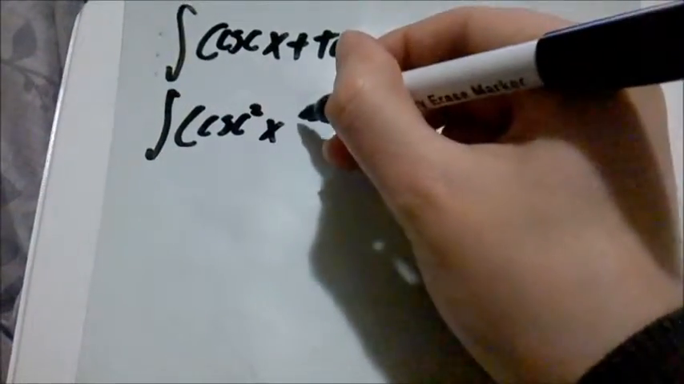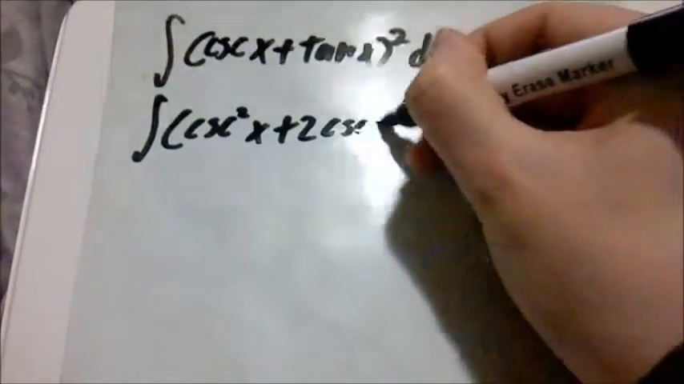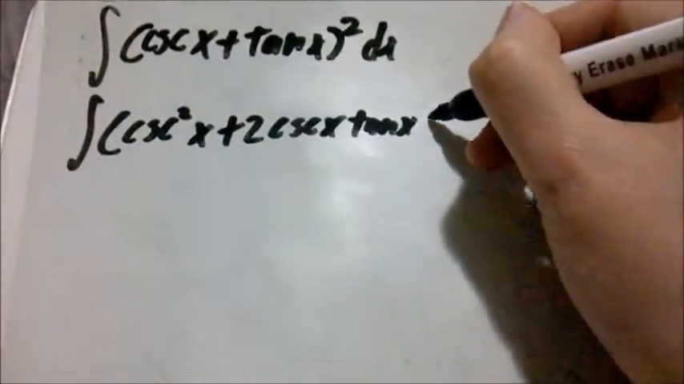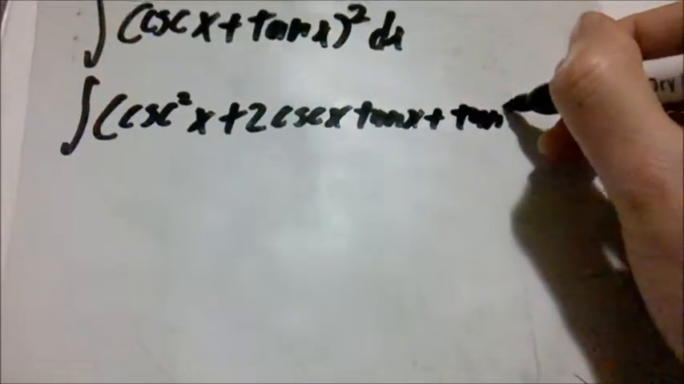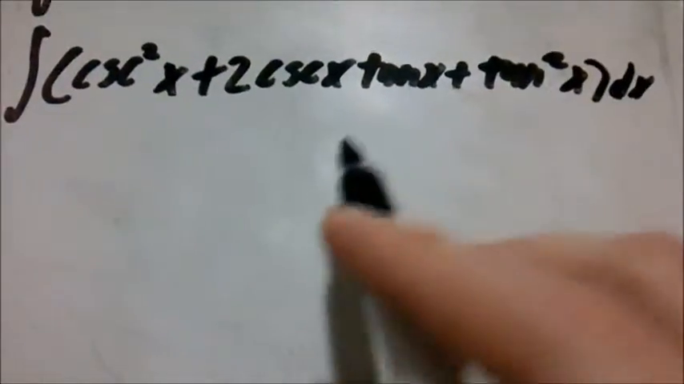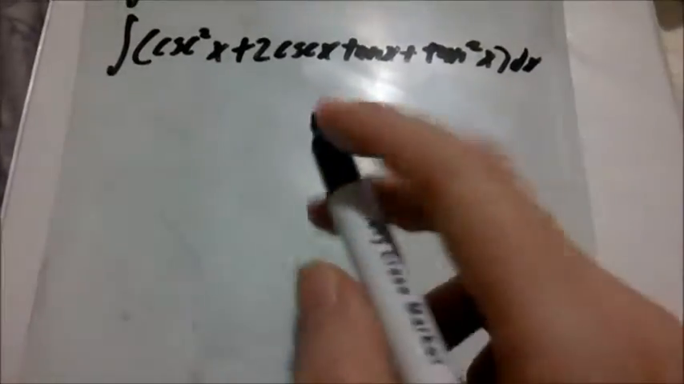So we've got cosecant squared of x plus 2 cosecant x tan x plus tan squared of x dx. And I hope this isn't getting all smushed here. I think it's still somewhat clear-ish. Now about this cosecant x tan x, that's not very easy to integrate per se.